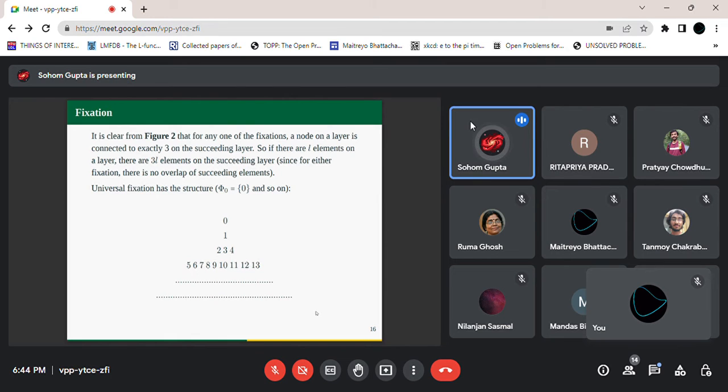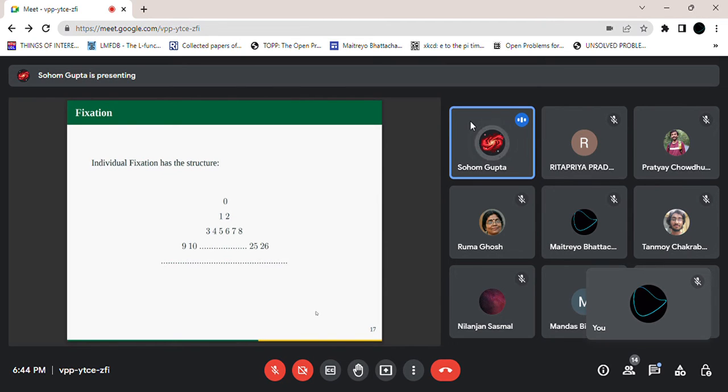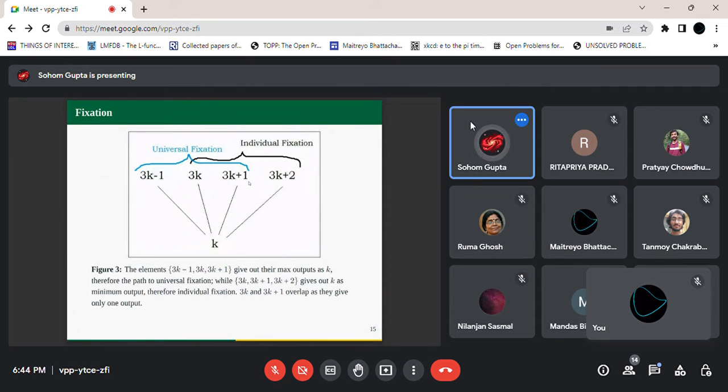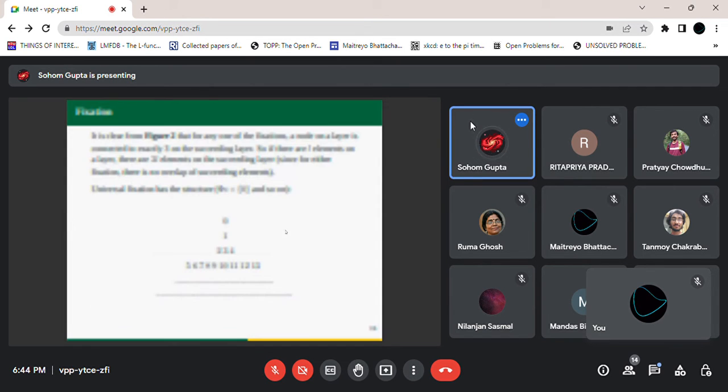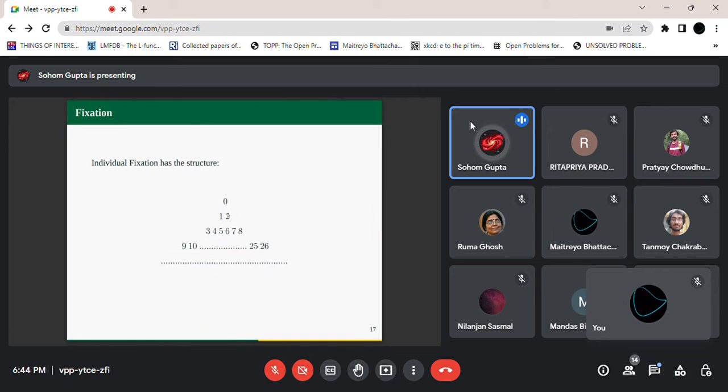Under individual fixation, though, this does not hold remotely like that. Under individual fixation, you see that there's 0. 0 can come from 1 and 2. 1 can come from 3, 4, 5. And 2 can come from 6, 7, 8. You have already seen that this is under individual fixation. So individual fixation had these things: 3k, 3k plus 1, 3k plus 2. So 3 into 2 is 6, 3 into 2 plus 1 is 7, 3 into 2 plus 2 is 8. So here is the layer just below 1 and 2. Similarly, here is the layer just below this.